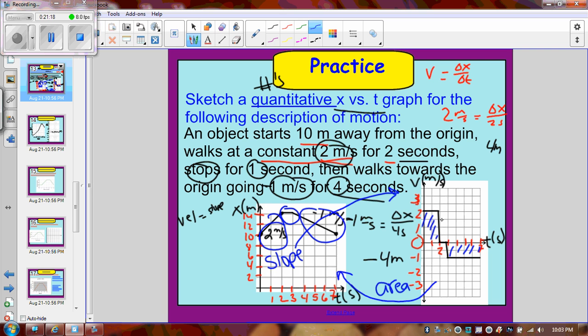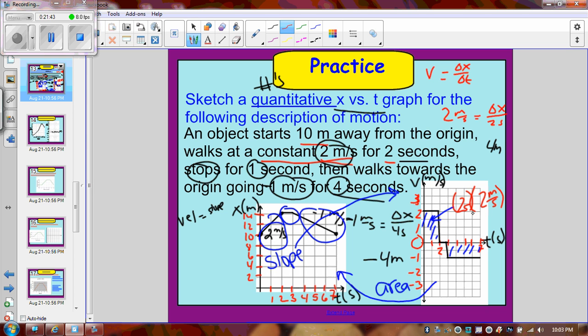Okay, what would be the area of this rectangle right here? Remember, the area of a rectangle is length times width, or base times height, however you want to think about it. So in this rectangle, the base is 2 seconds, and the height is 2 meters per second.